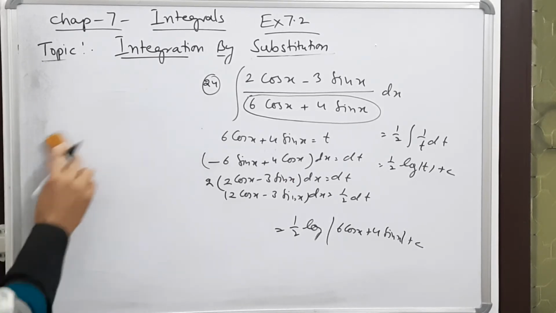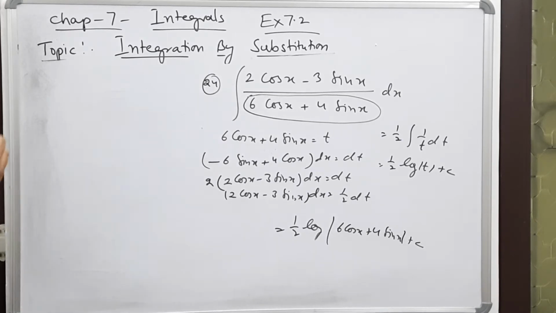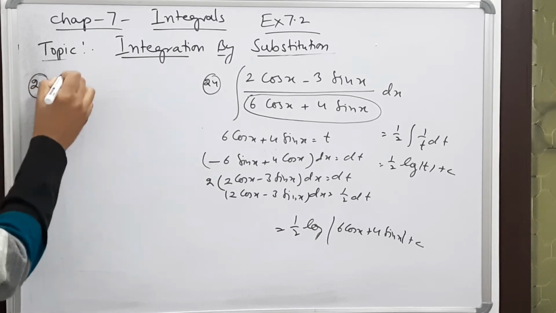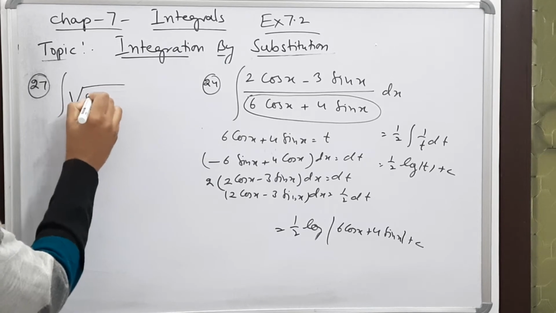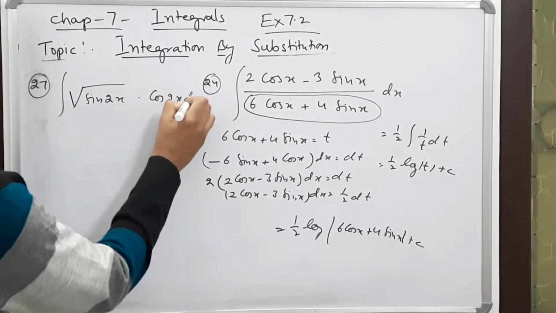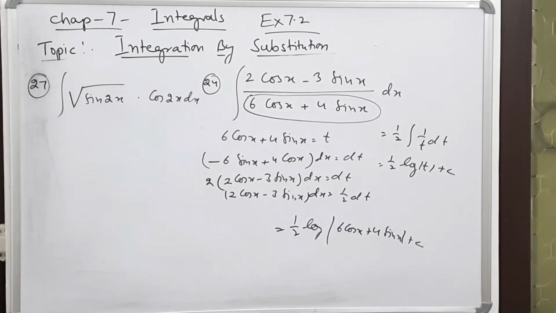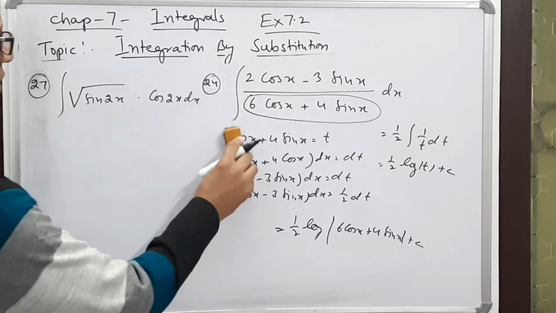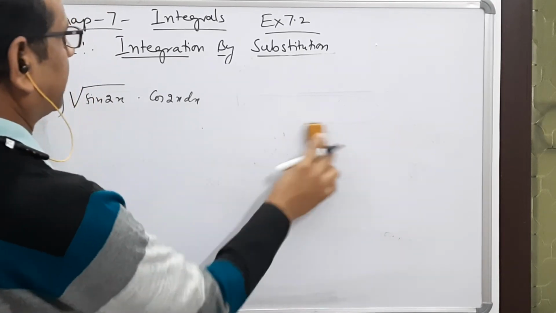I am taking more sums now, a little different. Sum number 25, 26, all these sums are similar. I am taking sum number 27, which is a little different. In this, we have root sin 2x and simultaneously cos 2x dx. You see this problem. From this problem, it is clear that we will take sin 2x as t.